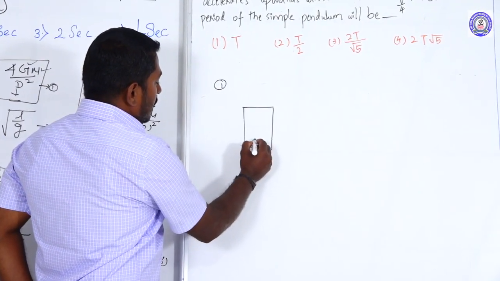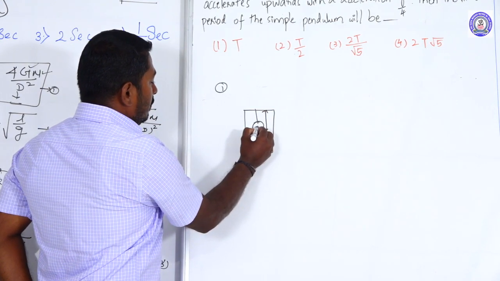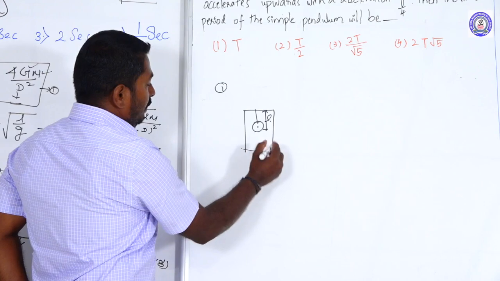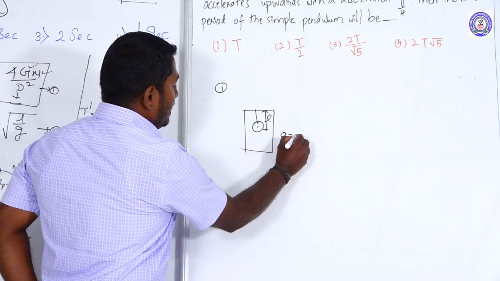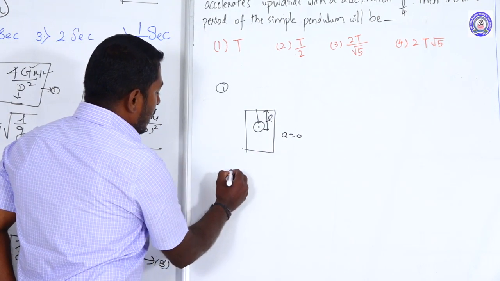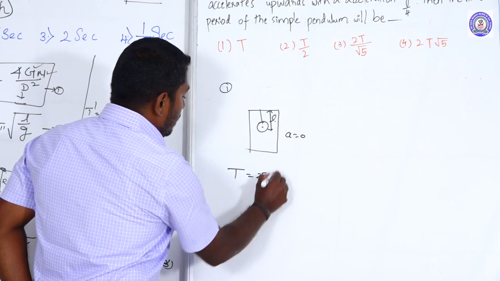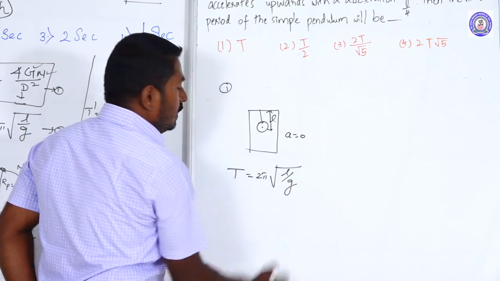stationary lift, length of the simple pendulum L. If the lift is at rest, the acceleration of the lift is 0, then the time taken to complete one oscillation is measured in that stationary lift. T is equal to 2 pi square root of L divided by g.